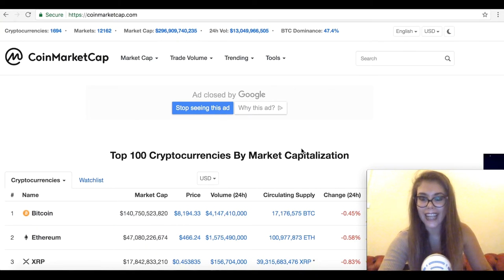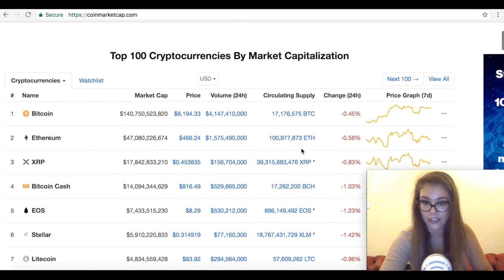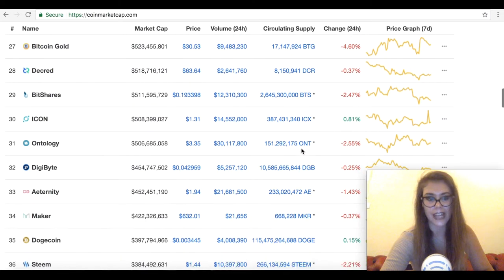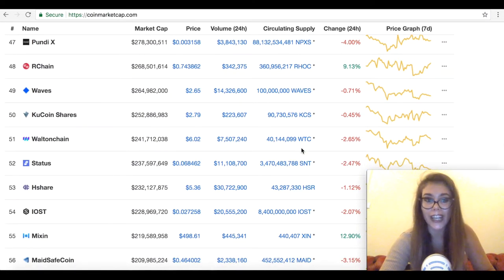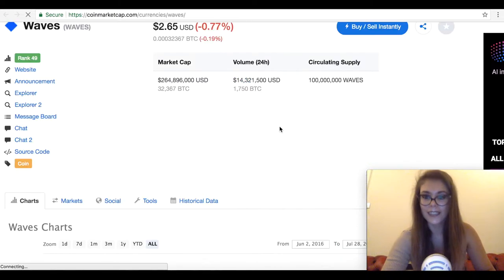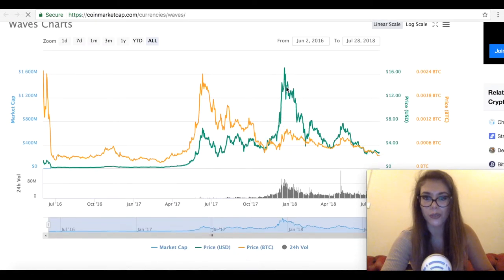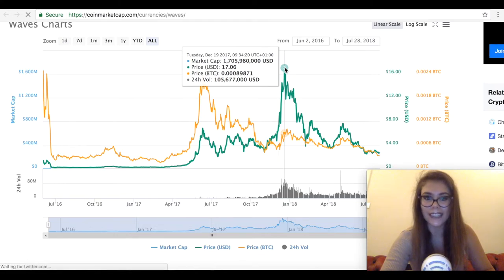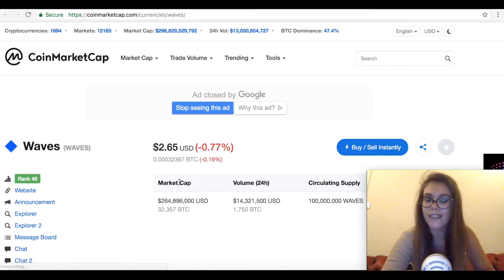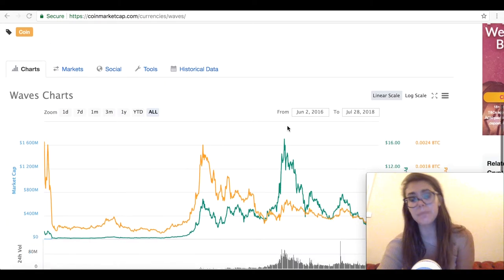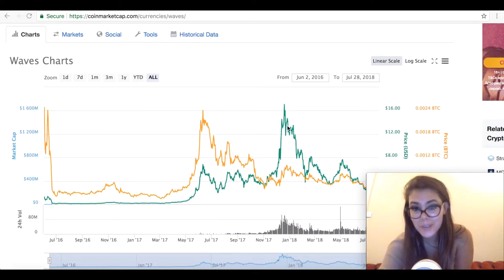At the time of the video, the market cap is at 296 billion with Bitcoin hovering around 8,200. Waves is just a bit further down the list, on position 49 by market cap, with a total market cap of 264 million, currently trading at $2.65 and down 0.71% in the 24 hours. Comparing to its all-time high, which was at the end of December, exactly December 19th, with a price of $17 per crypto asset, Waves did take quite a downtrend during the bear market that we're currently having for way too long, I think.